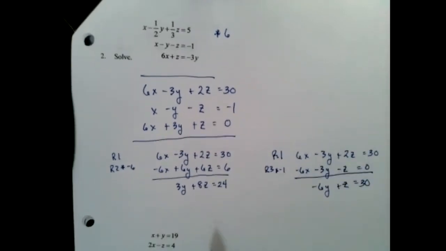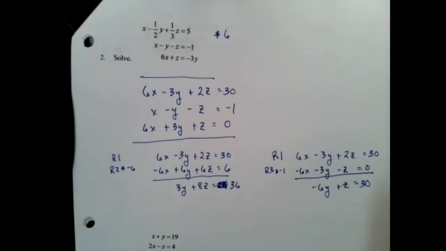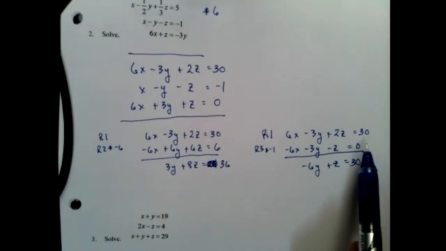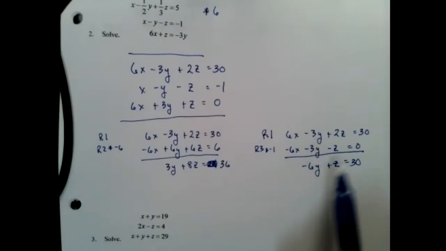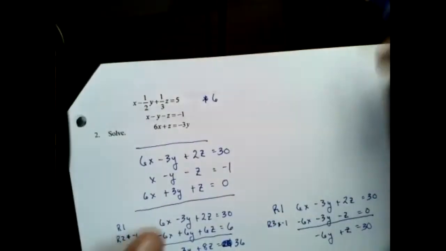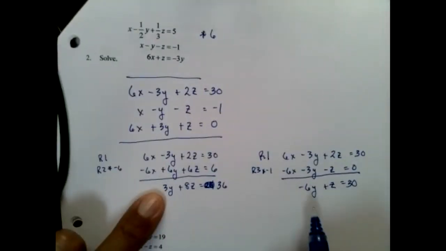Good place to stop and check again. 30 plus 6 is 36. 6x minus 3 plus 2z is 30. Multiply by -1. Negative 6, negative 3, negative z. That cancels, that cancels. That's a positive. Okay. That was close. I almost goofed it up. So now I have 3y, 8z, and 36.